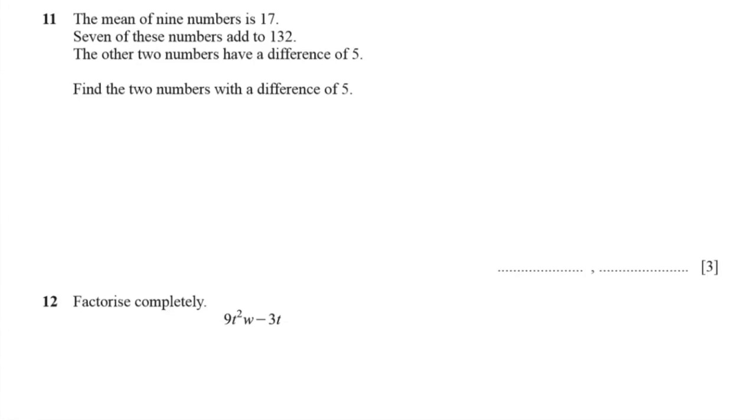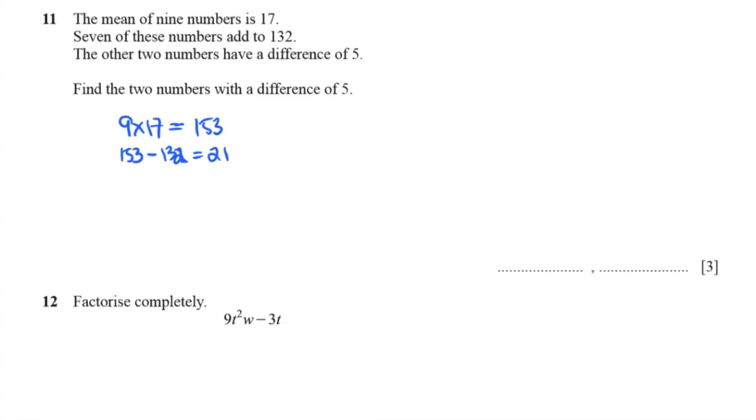If you remember how we worked out the mean, we added all of the numbers and divided by 9, and we got 17. So if we take 9 and multiply it by 17, we'll end up with the sum of all the numbers. 9 times 17 is 153. So all of the data values add up to 153, but 7 of them add up to 132. So the last 2 numbers must add up to what is left over. So 153 minus 132 is equal to 21.